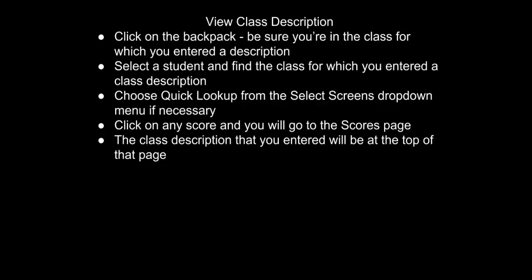Choose Quick Lookup from the Select Screens drop-down in the top right if necessary. Click on any score beside the class that you put the description in for, and you will go to the Scores page. The class description that you entered will be at the top of that page.